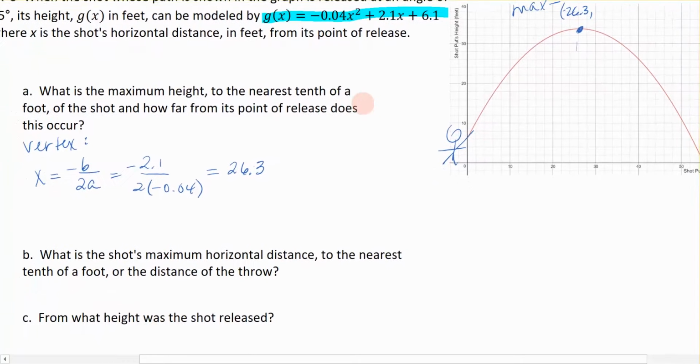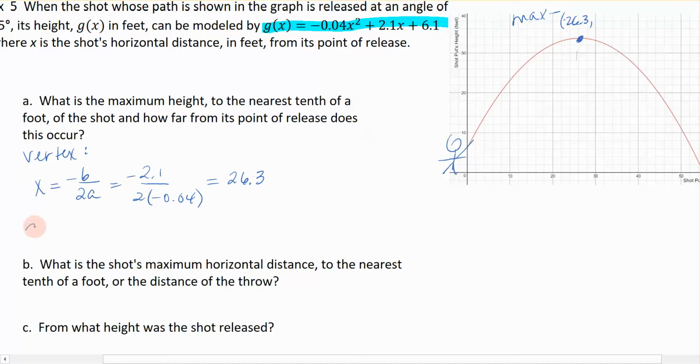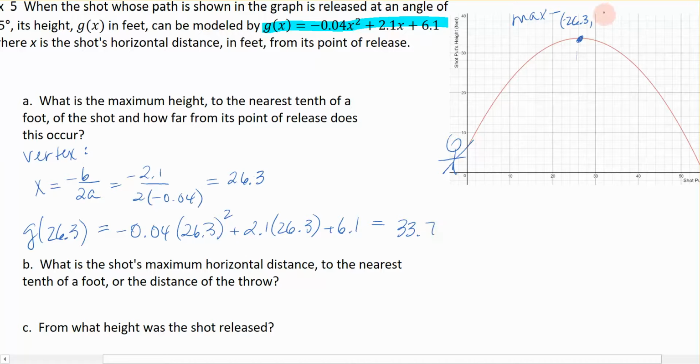And then how do we find the y-coordinate? Well, we plug it back into the function and we evaluate the function at 26.3. So we would have negative 0.04 times 26.3 squared plus 2.1 times 26.3 plus 6.1. When you put all of that into your calculator to the nearest tenth, you find that that's 33.7. So this is 33.7. So the maximum height of the shot put is occurring right here at 33.7.